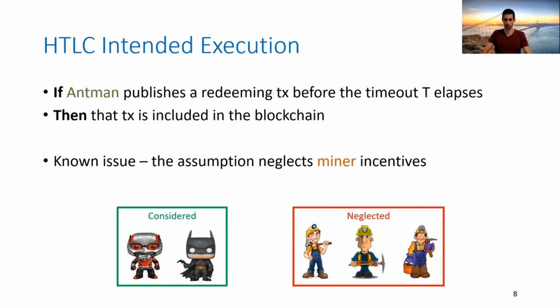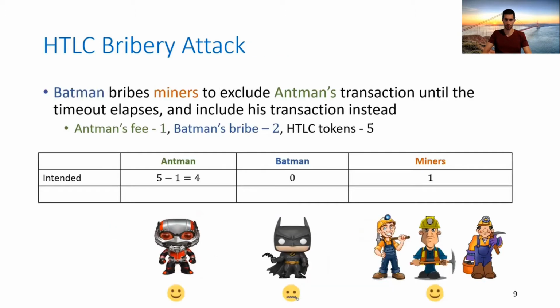The cryptocurrency constructions that use HTLCs make the following assumption. If Ant-Man publishes a redeeming transaction before the timeout, then that transaction is indeed included in the blockchain. There is a known issue here. This assumption neglects miners' incentives, specifically their MEV optimizations. This misalignment opens a bribery attack opportunity for Batman.